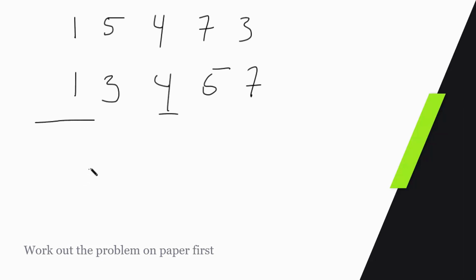Let's go back to another example here where I maybe start with 7, 8, 2, 1. So now, again, let's sort these.